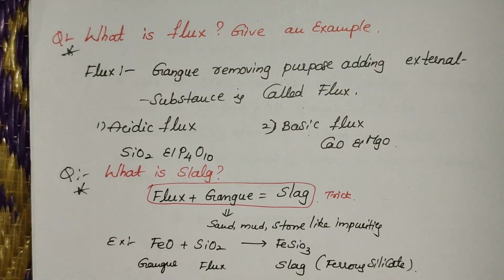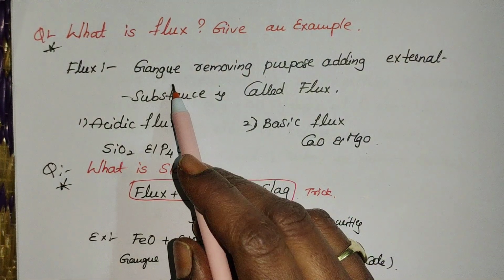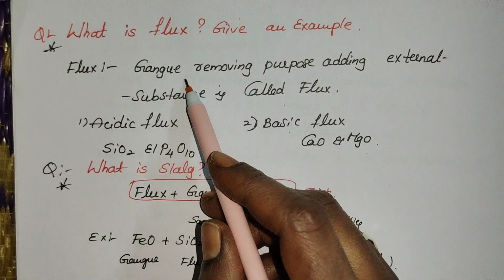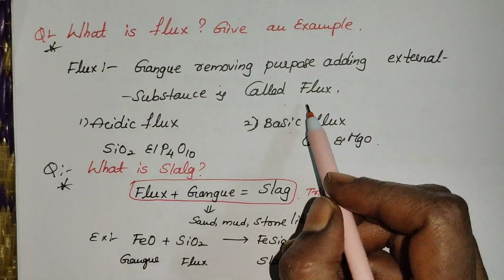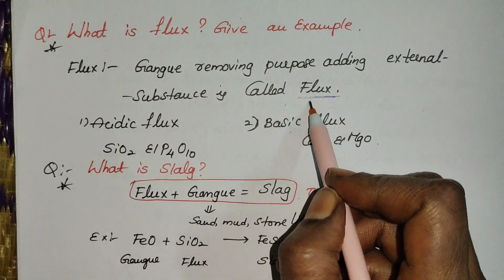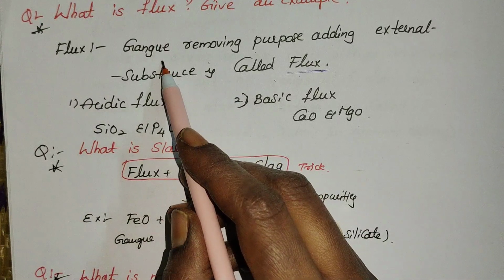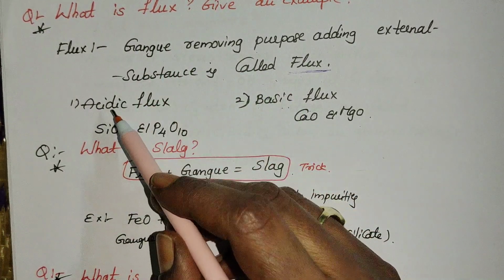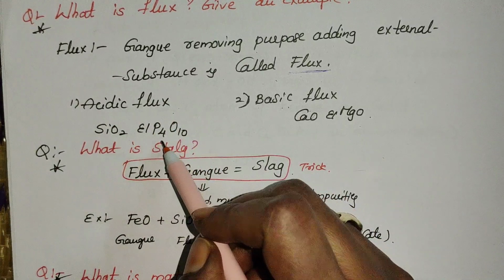Next, from metallurgy some more important questions. What is flux, give an example. Flux is for gangue removing purpose. Gangue is impure material particles like sand, mud, stone. For eliminating those impurities, adding an external substance is called a flux. These fluxes are 2 types, acidic flux and basic flux. If the gangue is acidic in nature, use a basic flux; if the gangue is basic in nature, use an acidic flux. Acidic flux examples: silica and phosphorus pentoxide.